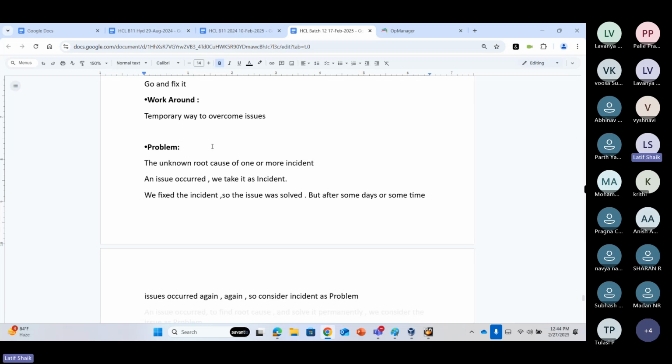An issue occurred, we take it as an incident. We fix the incident, but the issue was not truly solved. After some days or some time, the issue occurs again and again. So we can consider it as a problem. You have to find out the root cause of these incidents and resolve the root cause. Then the problem is solved, so your incidents won't occur again and again. Understand, guys? Point number one, unknown root cause of one or more incidents.